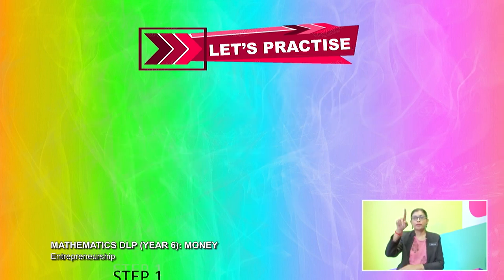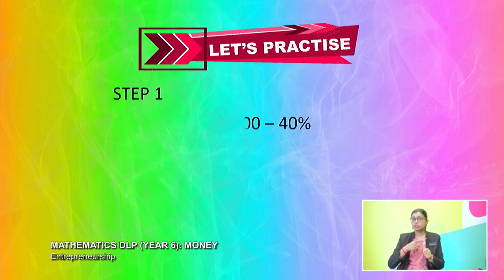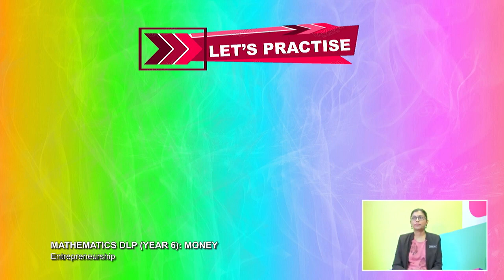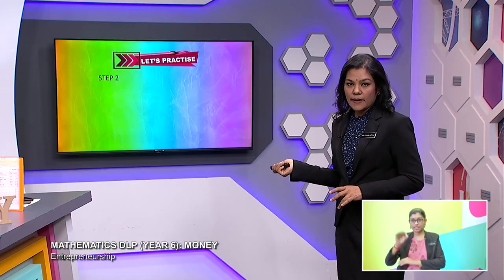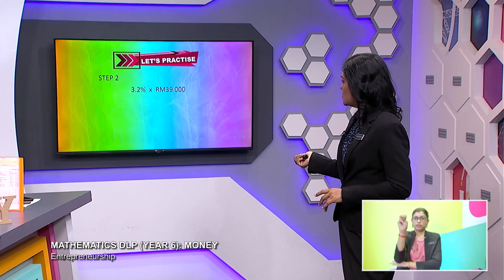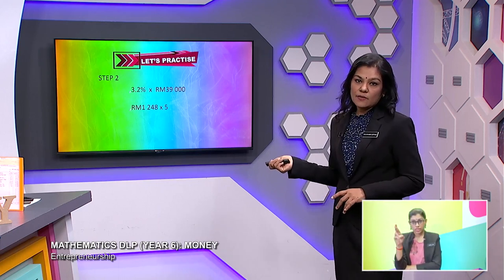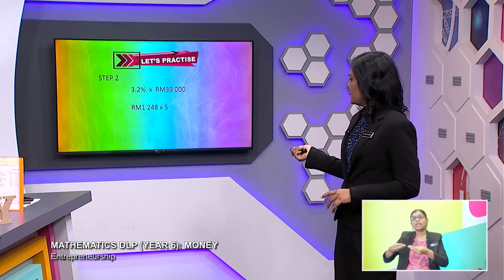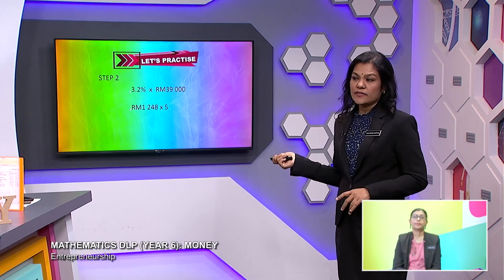So what we do, step one, we find the 40% out of the 65,000, the total price of the car. It is about 26,000. So you minus, you get the balance, that is 39,000. Remember, Mr. Alex took a bank loan. For step two, we times with the 3.2%, given by the bank. It's about 1,242.